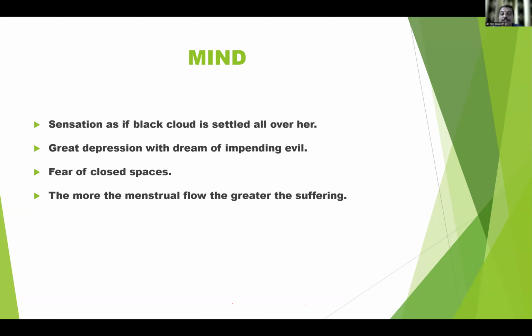Great depression with dreams of impending evil. Even the dreams are like that. There is a great depression and there is an impending evil. Fear of closed spaces, the claustrophobia, which we have been explaining from the beginning, will be seen in this remedy also. And the more the menstrual flow, the greater the suffering. Okay.